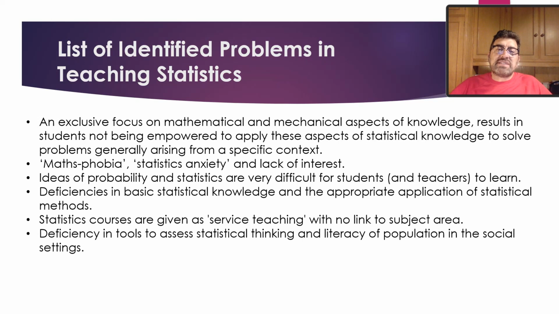There's also a deficiency in tools to assess statistical thinking and literacy of population in the social settings. These tools to assess statistical thinking are a wide range or variety of tools. If you open a matric paper, for instance, now, you'll just see there's a set of data points given, and learners are asked to do A, B, C, and D. And maybe point E is a question where they have to absolutely use their statistical knowledge and reasoning to talk about what they have just done.